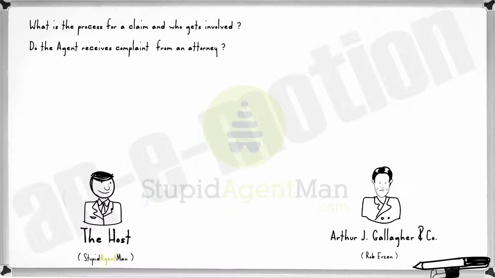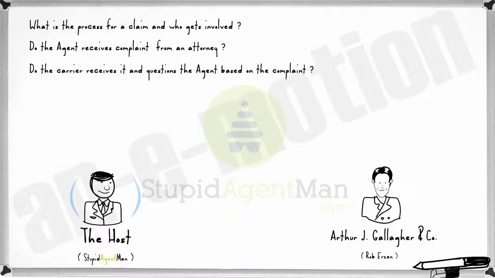So, say the agent receives a complaint, maybe even a letter from an attorney. The carrier receives that and is asking the agent for their side of the story based on this complaint. What happens? Who contacts you guys, the E&O carrier, to get involved, and what is the process? The basic process of that.